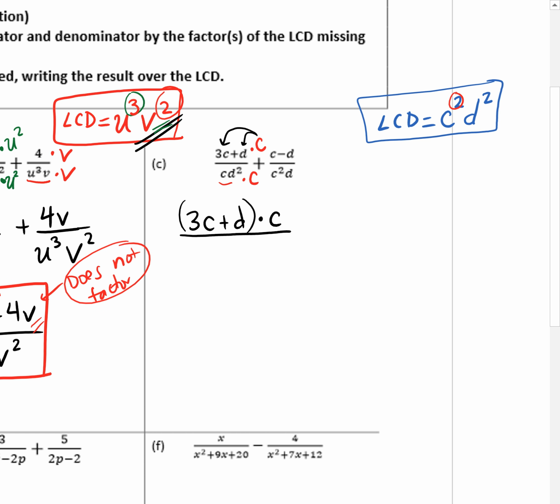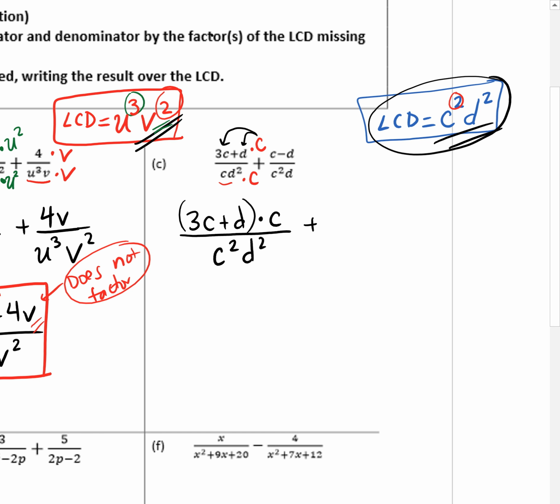This is the first time, in this section anyway, that one of the original numerators had more than one term. So far it's only been one term in each. So if you're multiplying to try to get to the LCD, and there's more than one term in the numerator, you better multiply all terms by that guy. And I'll do that next, but the denominator now, cd squared times c, that would give me 2 c's and 2 d's, which is what I wanted, so that's good. As I'm writing these out, I usually check over here to make sure my denominator is what I want it to be.